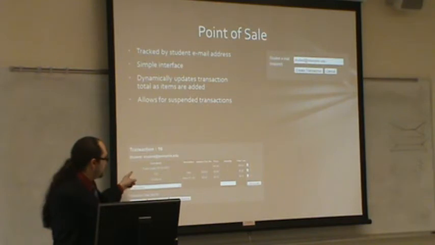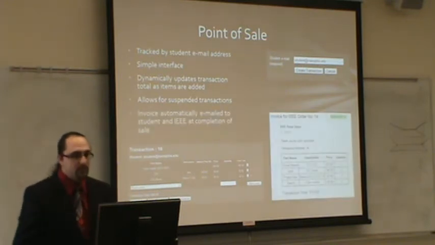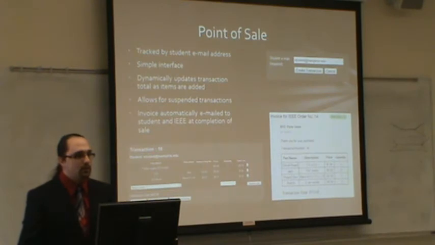Anytime a part's added, it's pulled immediately from the database, so it's reserved. So you can't have two people selling parts at the same time. And clicking complete sale sends an invoice to the student and the IEEE mailbox. So we have a paperless receipt system.